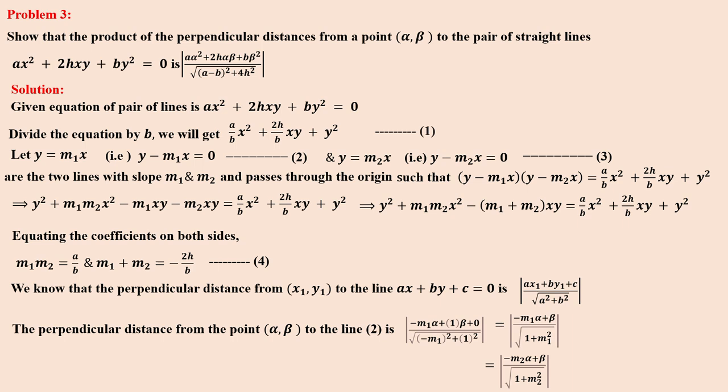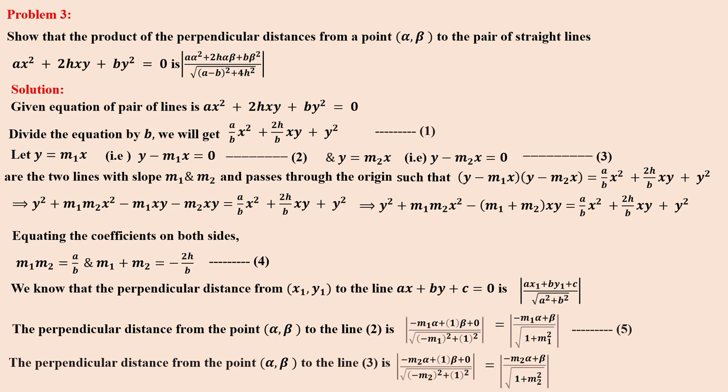So that is equal to modulus of minus m1 alpha plus beta by root of 1 plus m1 square, that is equation number 5. Similarly, the perpendicular distance from the point (alpha, beta) to the second line, that is y minus m2x equal to 0, equation number 3, replace m1 by m2 in the previous equation. So you will get the same: minus m2 alpha plus 1 into beta plus 0 by root of minus m2 square plus 1 square, that is equal to modulus of minus m2 alpha plus beta by root of 1 plus m2 square, that is equation number 6.